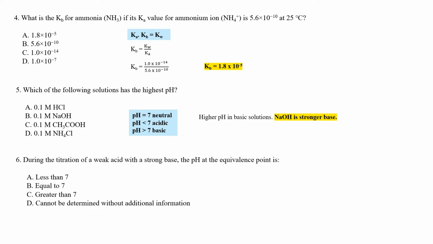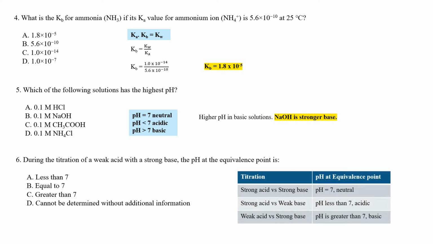Next question. During the titration of weak acid with strong base, the pH at the equivalence point is. There are three types of titrations. Strong acid versus strong base titration: then the pH at the equivalence point is neutral, pH is 7. The second type, strong acid versus weak base titration: then the equivalence point is in the acidic pH range, pH is less than 7.